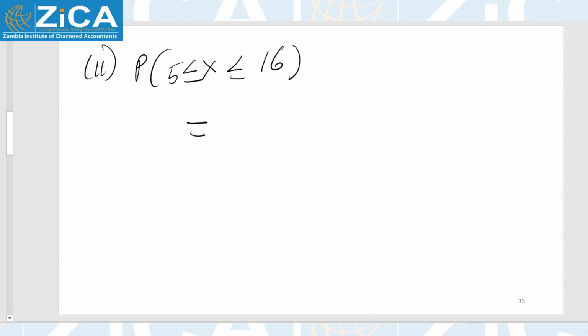If you go to the next question here, 2. The next question 2 is asking you for the probability of x greater than or equal to 5, but less than or equal to 16. This gives us the z-score for 5. When x equals 5, the z-score will be 5 minus the mean, 10, over the standard deviation, which is 5. This will give us minus 1.